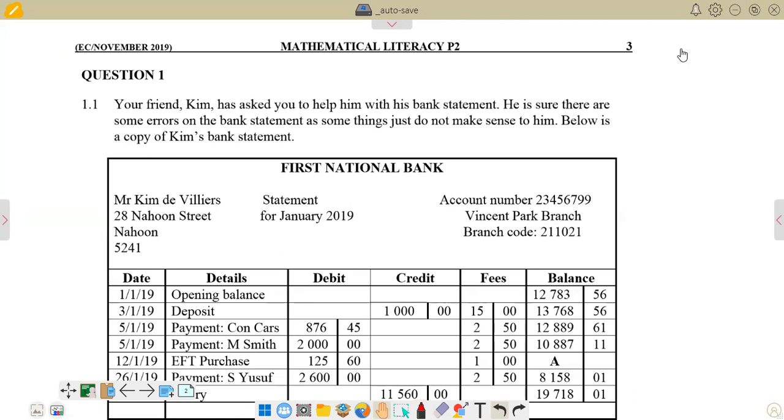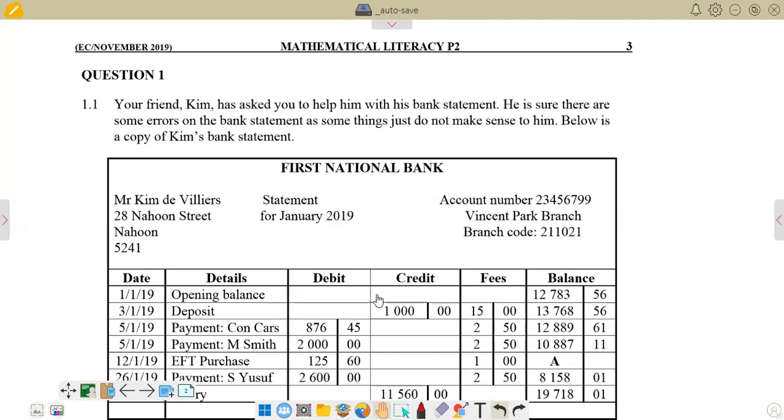On the first question, it reads, your friend Kim has asked you to help him with his bank statement. He's sure there are some errors on the bank statement and some things just do not make sense to him. Below is a copy of Kim's bank statement. So you're given a bank statement there.